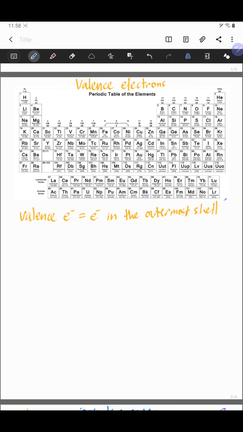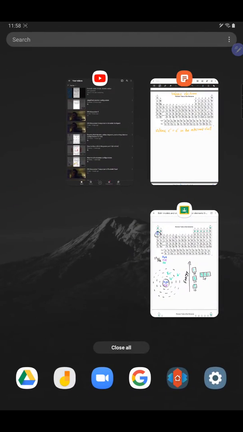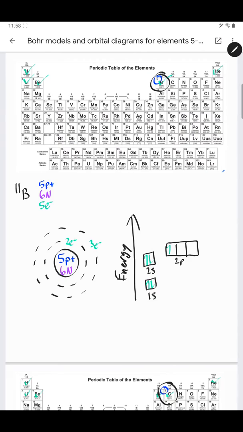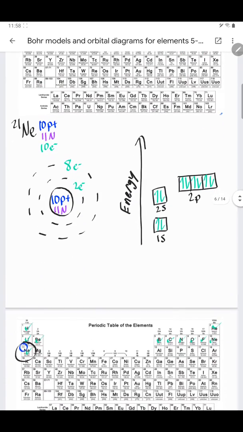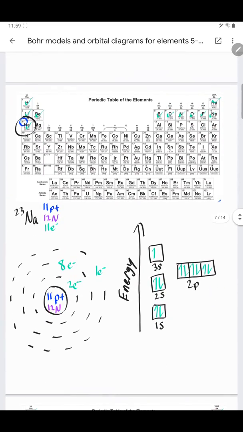So I'm going to go back to the notes that I provided when we were doing orbital diagrams and Bohr models. And let's scroll down to our example with sodium. All right, sodium right here. So this is what the Bohr model and orbital diagram for sodium looks like. And ignore the number of neutrons. It doesn't matter what isotope we're using. Neutron number is not going to matter for what I'm discussing right now.